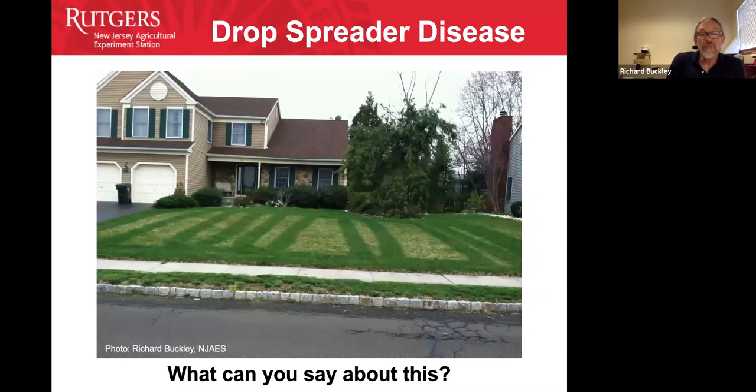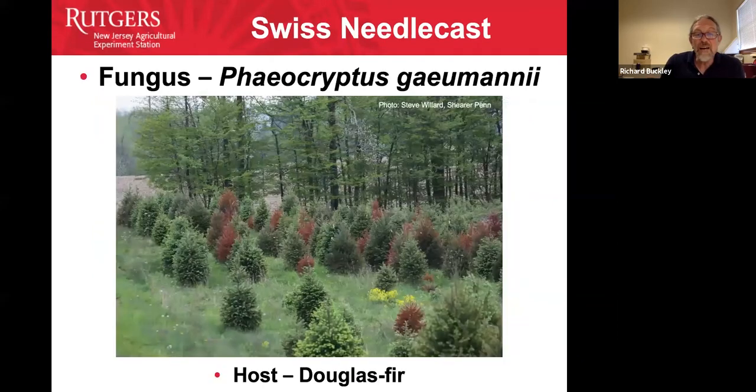So this is what we call drop spread or disease. This is the client that went to the big box store and got the spreader, and it's a drop spreader, and it says set it on 4. He puts the bag of fertilizer in, sets it on 4, and stripes the lawn, right? There's an application pattern. It's clearly an abiotic stress, right? You look at something like this.